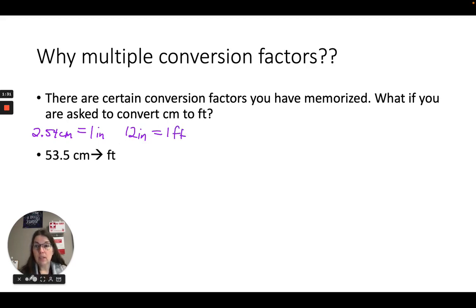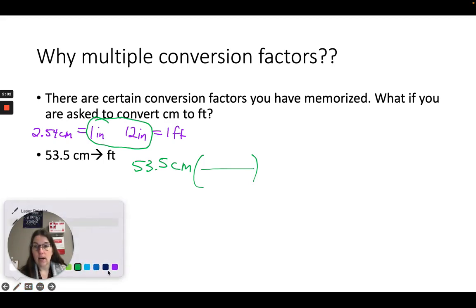And because these two conversion factors have a common link, right here we've got inches to inches, you can use both conversion factors to make this calculation. So let me show you how it would be set up. We're going to start the same way that you already know how. We're going to write the number that I'm given with units, 53.5 centimeters. And I'm going to draw my blank fraction right here, and then fill in the top and bottom of this fraction with a conversion factor that I know.